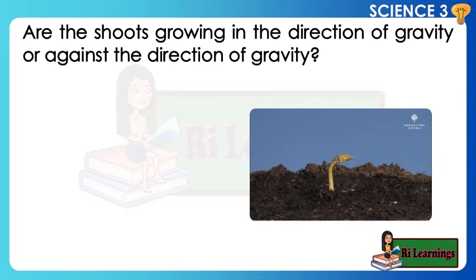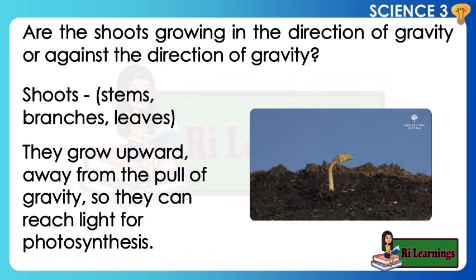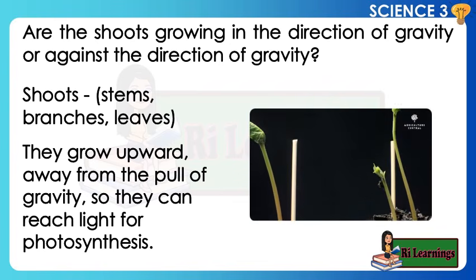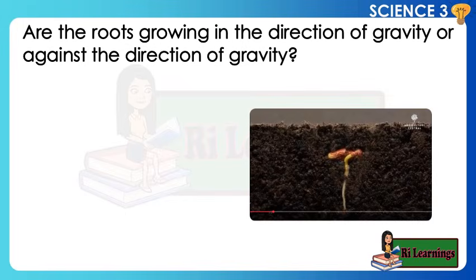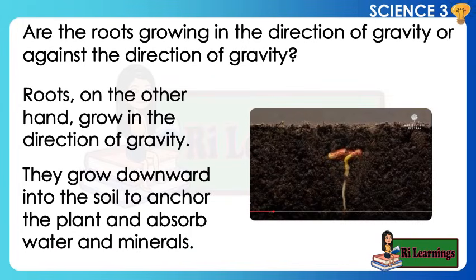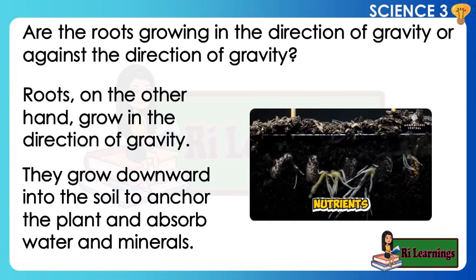Are the shoots growing in the direction of gravity or against the direction of gravity? Shoots, stems, branches, leaves. They grow upward, away from the pull of gravity, so they can reach light for photosynthesis. Are the roots growing in the direction of gravity or against the direction of gravity? They grow downward into the soil to anchor the plant and absorb water and minerals.